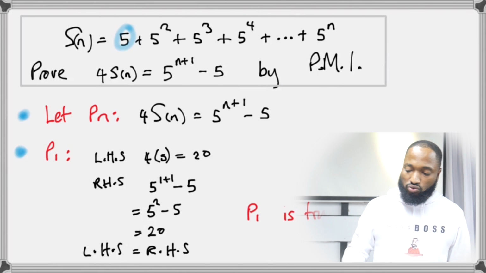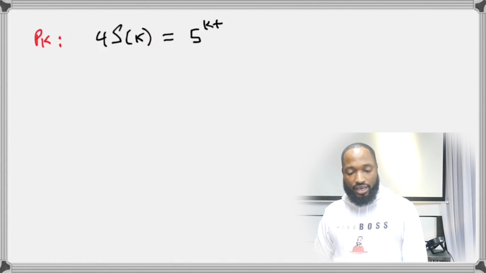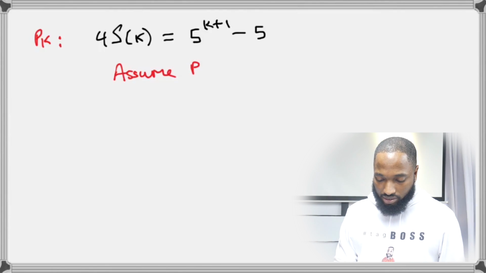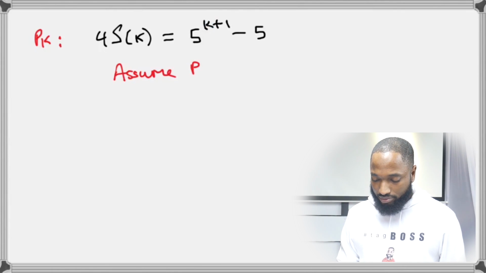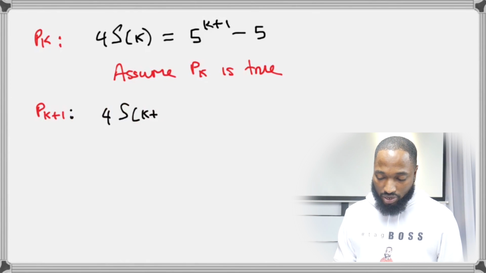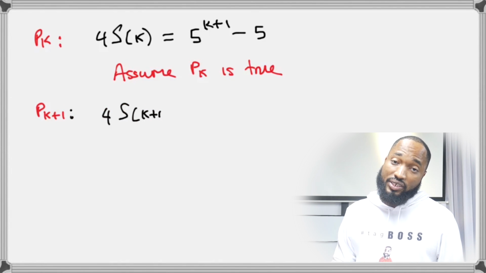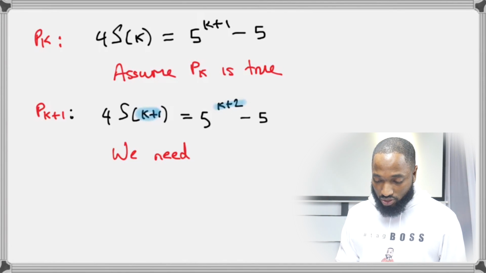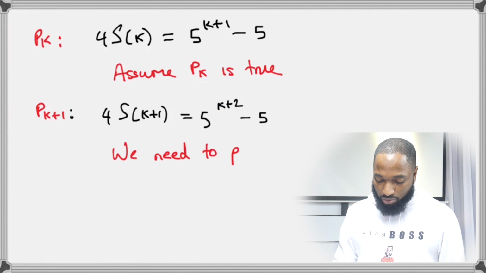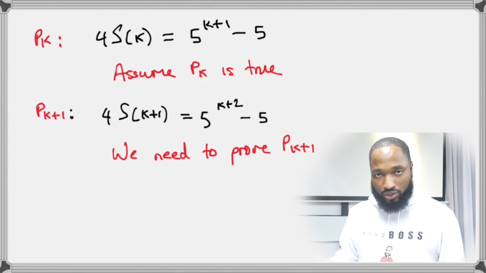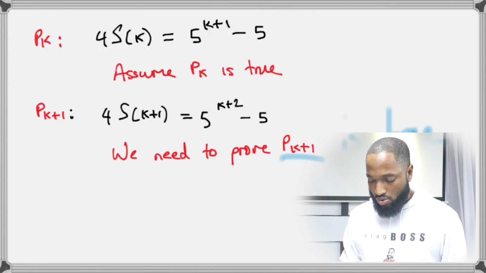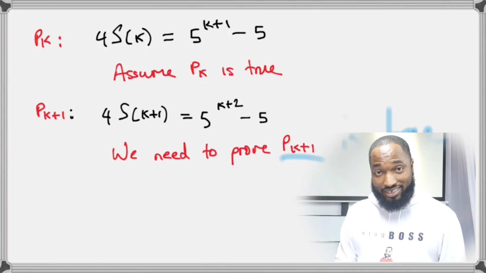P(1) is true. Next up is P(k). So we're going to replace the n with k. It was n plus 1, so now it's k plus 1. We need to assume that is true. P(k+1): replace the n with k plus 1. Remember, since this is already n plus 1, when you put k plus 1, it'll end up being k plus 2 now. And we need to prove that P(k+1) is true. We need to prove that this is true. Let's see how we're going to do that now.